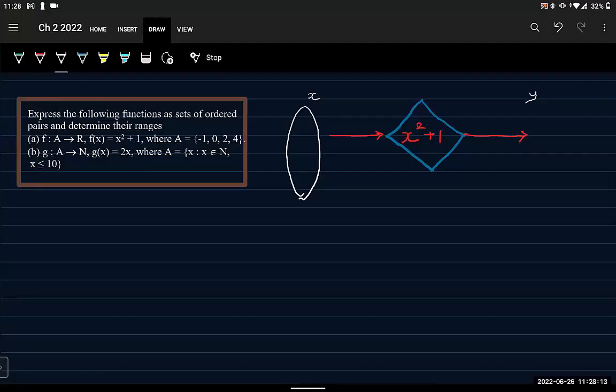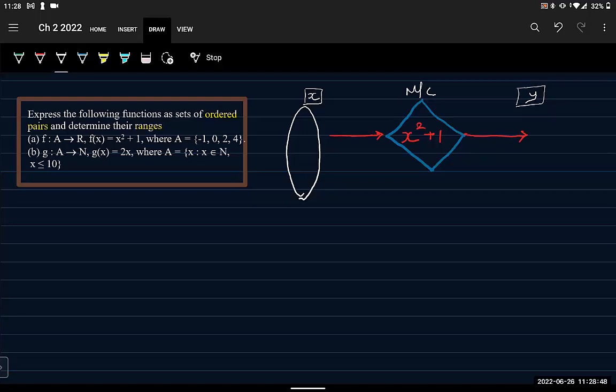Yes, students, let us start with our assignment of chapter 2 function. The question says express the following functions as a set of ordered pairs and determine their range. We have to determine the range and we have to write the function in terms of the ordered pairs. As we know, the function is like a machine which will take some input which is known as x, and after applying some rule over x, we will get the values of output which are known as y.